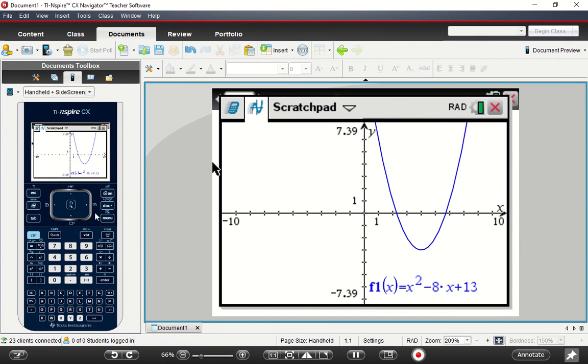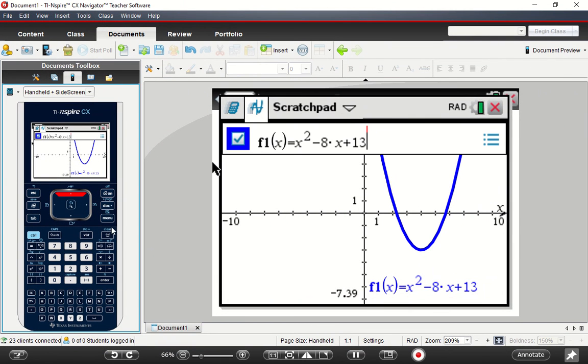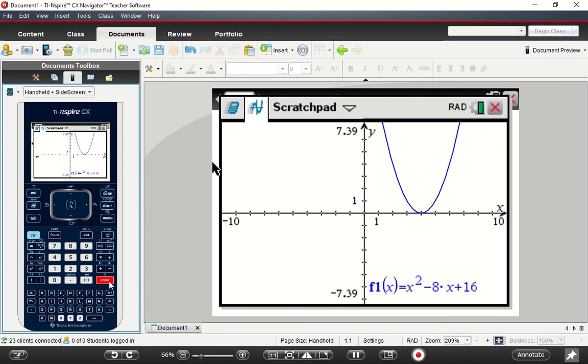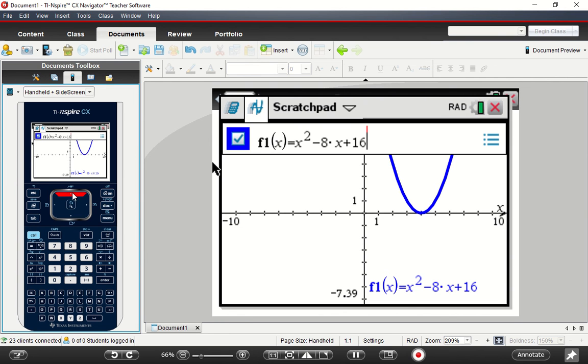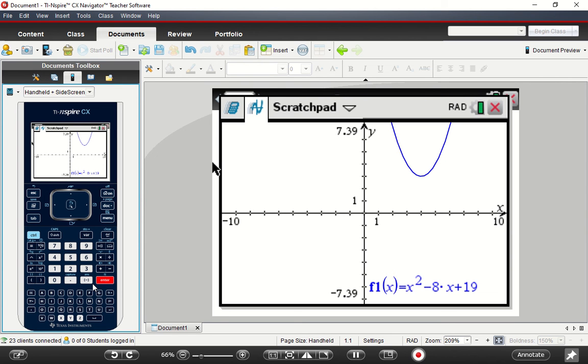All right, so now the next one, tab up and change that to 16. How many solutions do I have there? I have 1 solution, don't I? How many times did it cross or touch the x-axis? Just once, that's it. And tab. And my last one is 19, isn't it? Okay, good. There we go. Does it cross the x-axis? No. Now, if it doesn't cross, is it equal to 0 anywhere? No. Okay, it's what? It's imaginary.